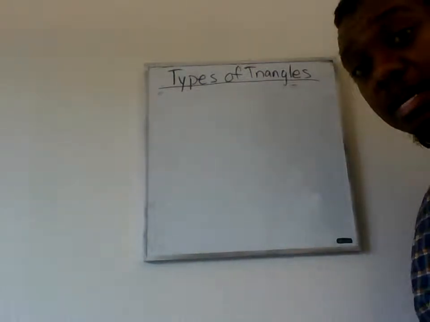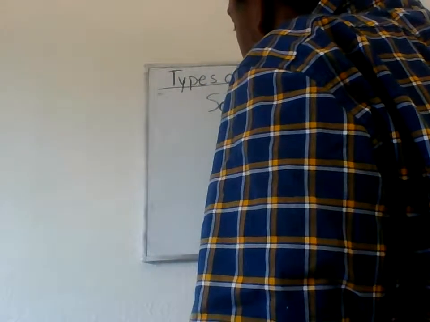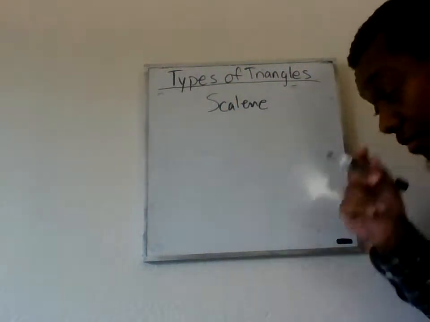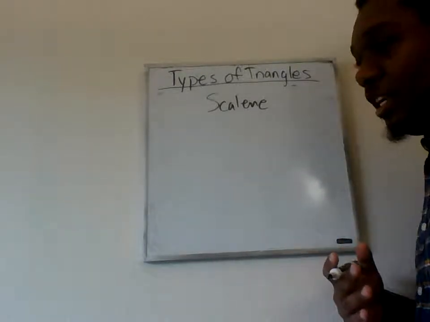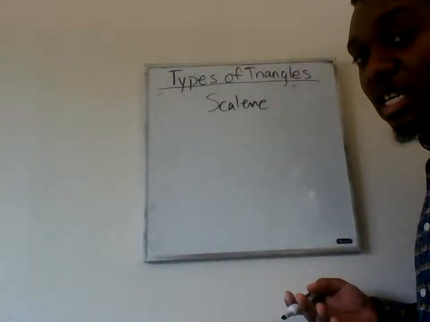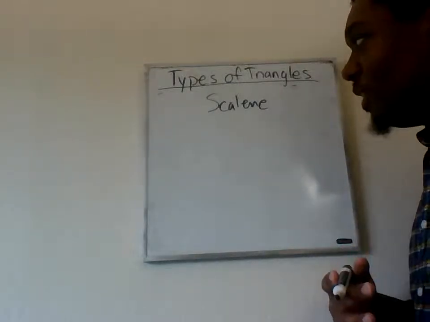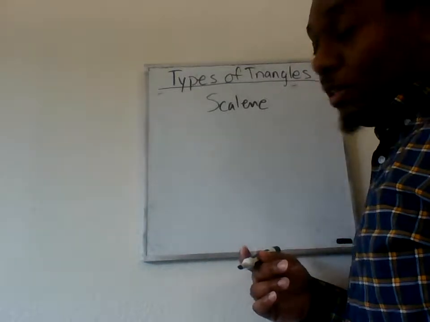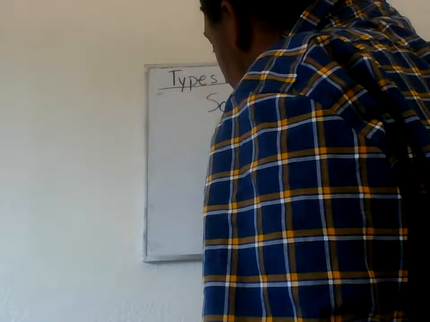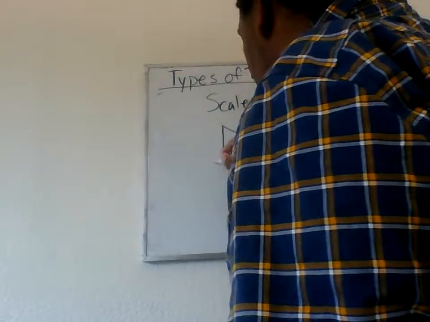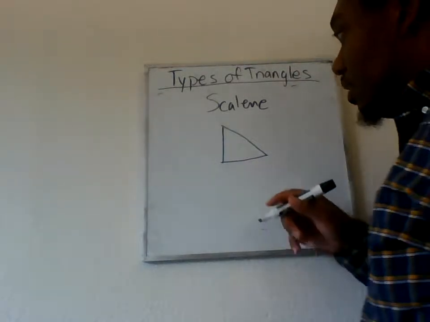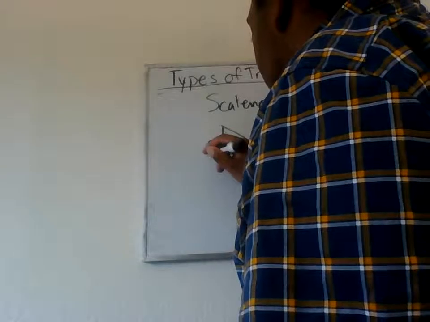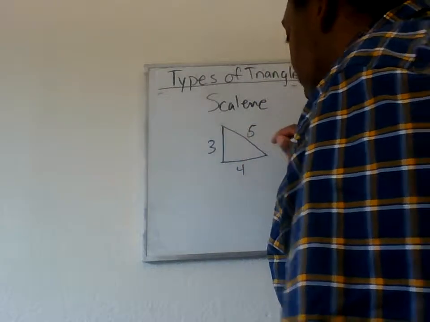So if we're going to classify this by sides, we'll start off with this one, scalene. This is the most common one, in my opinion, because none of the sides have to be equal. And a lot of times people think they draw them to be equal, but they don't necessarily. Maybe they get really close. But a scalene triangle just has 3 different side lengths. All right, so this side could be 3, this side could be 4, and this could be 5.